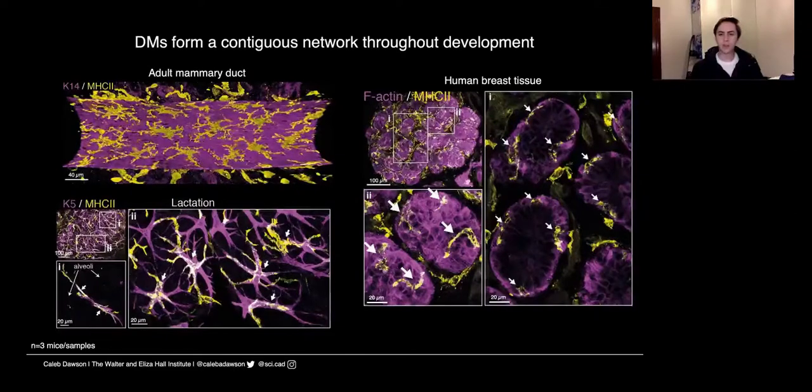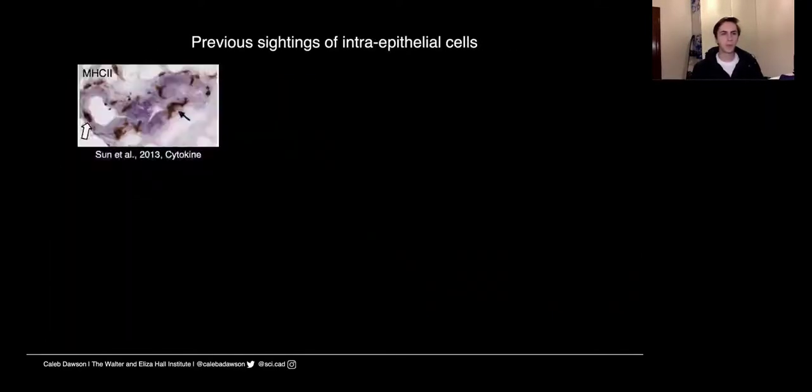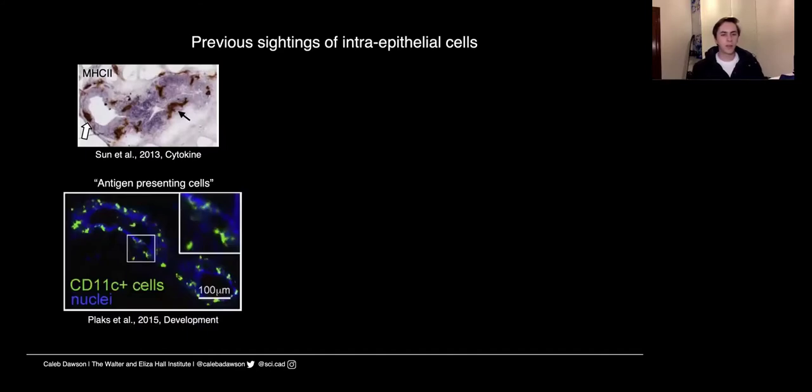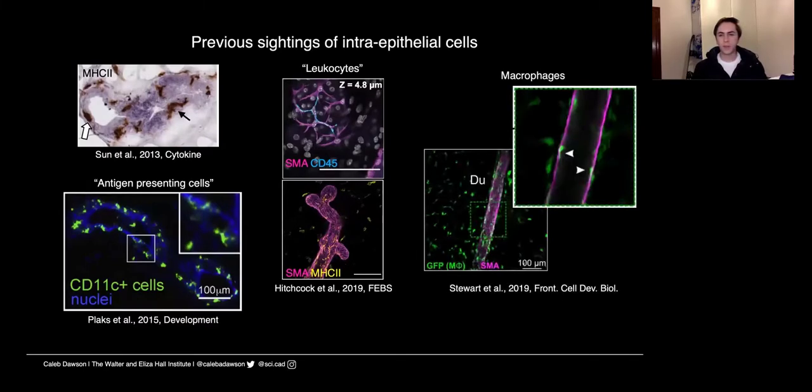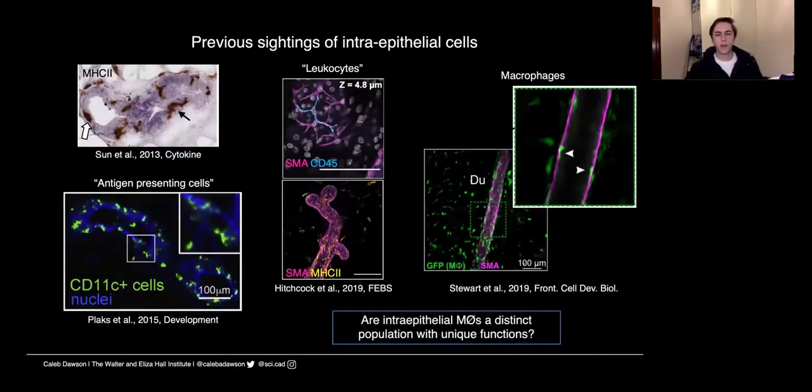They also seem to be present in human breast tissue. We have these cells just underneath the outer layer of the duct. Other people have spotted intraepithelial immune cells in the breast before. Here are some, and some with CD11C, and then others more recently associated with the myoepithelial cells and the epithelium. And then here, macrophages underneath the outer layer. But it hasn't been shown whether these cells are a distinct population and whether they might have important functions.